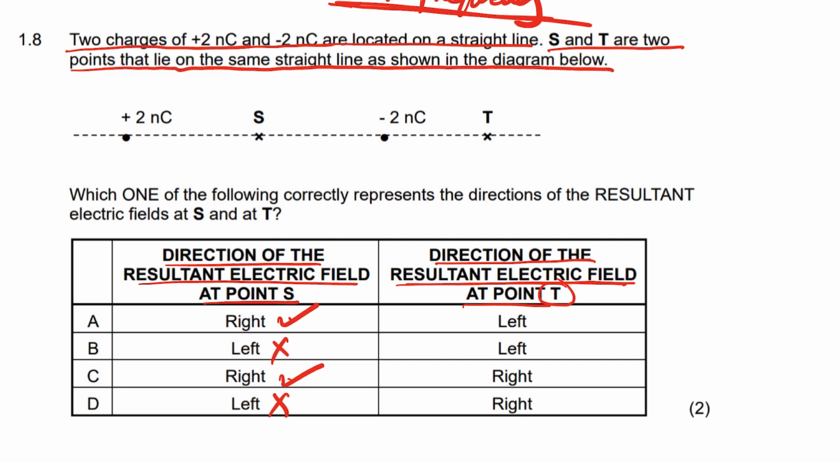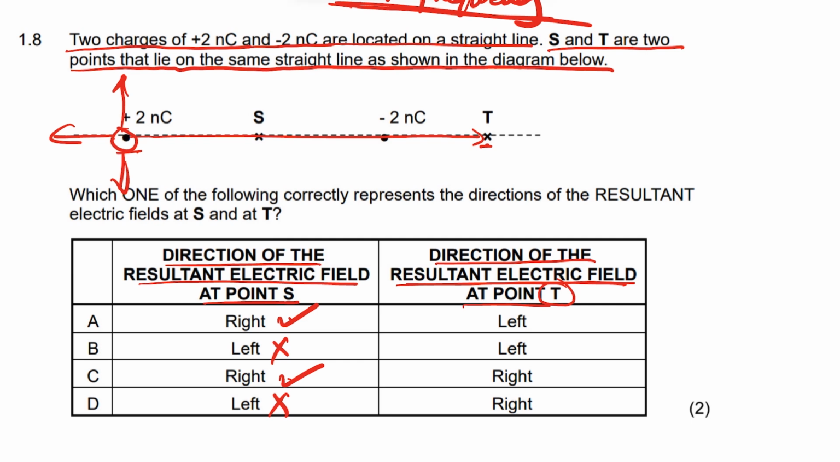Let's look at T, the resultant electric field of T that is due to this one and this one. Let's look from the positive charge. The positive charge's field lines will move away, away, away, so we'll push T to the right, right? So we'll push T to the right, and let's look at the field line.